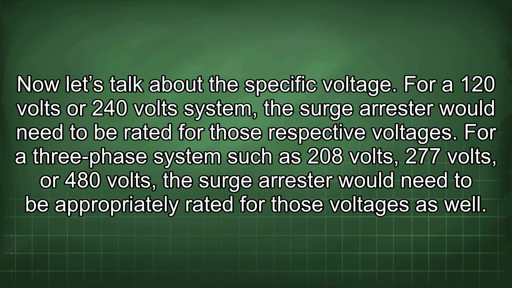Now let's talk about the specific voltage. For a 120 volt or 240 volt system, the surge arrestor would need to be rated for those respective voltages. For a three-phase system such as 208 volts, 277 volts, or 480 volts, the surge arrestor would need to be appropriately rated for those voltages as well.